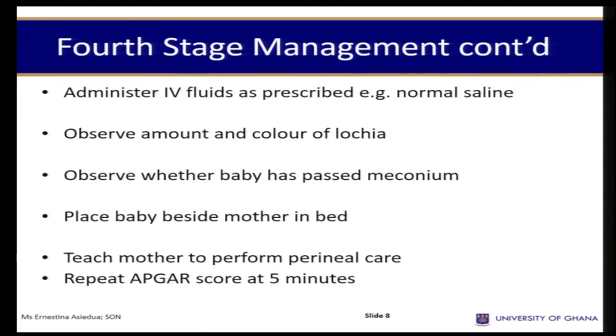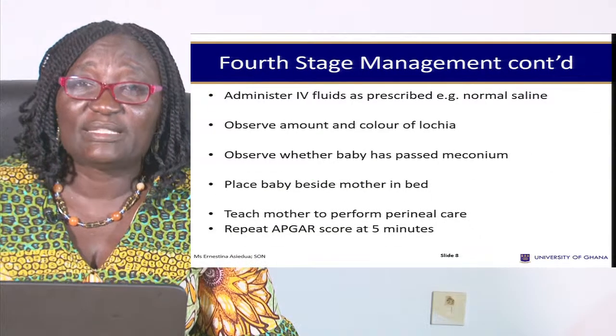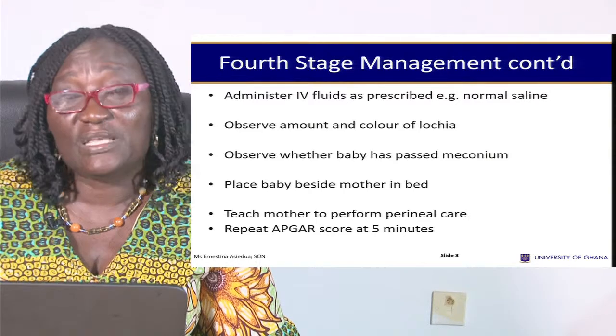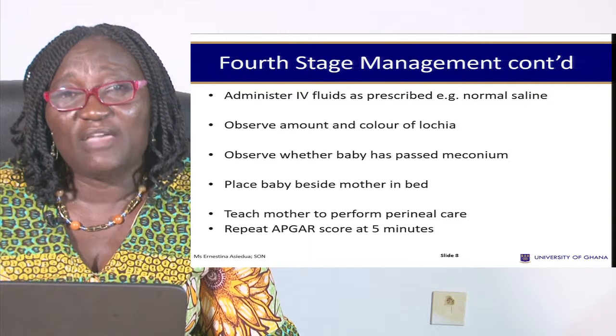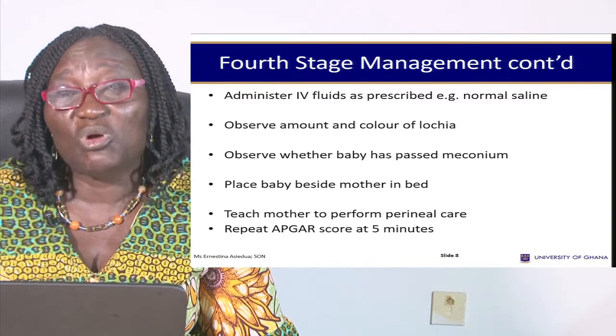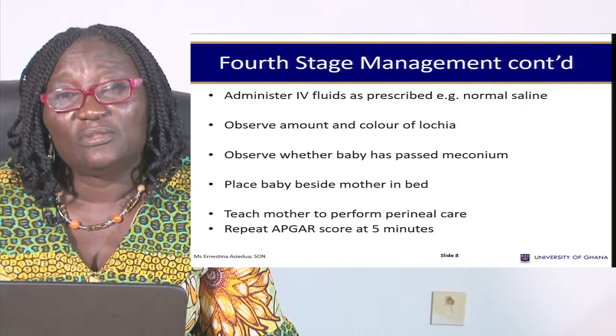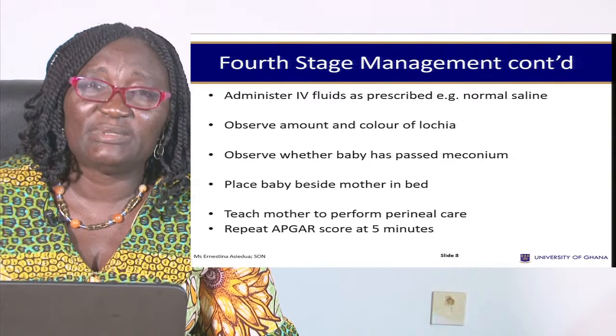In normal delivery, if it's just spontaneous vaginal delivery and there is no abnormality, there may not be the need to administer any IV fluids. If it is a cesarean section, then during the 4th stage, there may be the need to administer IV fluids. Sometimes it may also contain some oxytocics during the 4th stage if the woman is bleeding.